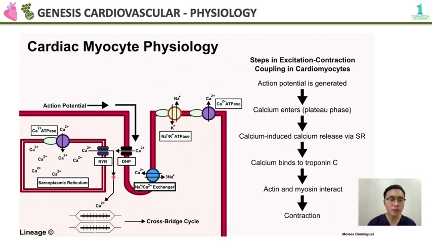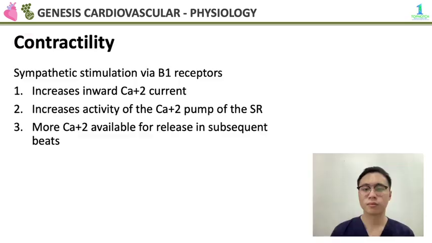Okay, and upon release of that calcium, it will bind to the troponin C, leading to interaction of the actin and the myosin, eventually leading to contraction. Okay, so basically, dito pa lang sa umpisang part na to, pumapasok yung increase in heart rate. Because sabi natin, if you have increased heart rate, step 1, you have more action potentials generated per unit time. Okay? Therefore, down the line, you have increased contraction, increase in cardiac contractility.